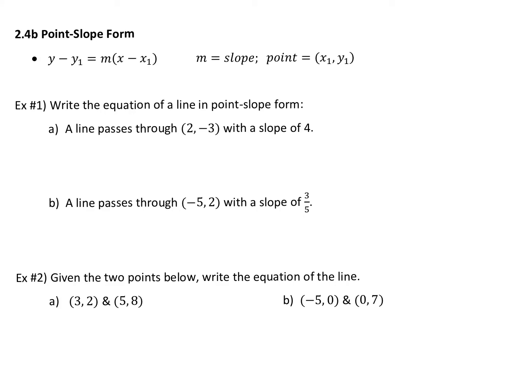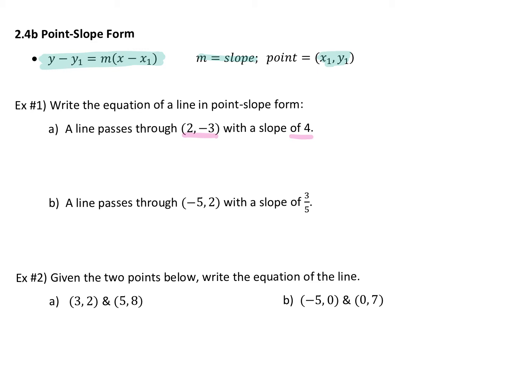So point slope form looks like this. Y minus y1 equals m times x minus x1. M is still your slope, and then you'll have a point. You'll have an x value and a y value, a coordinate that is going to get plugged into that. So sometimes it's as simple as they say there's a line that goes through this point with this slope, put it into point slope form.